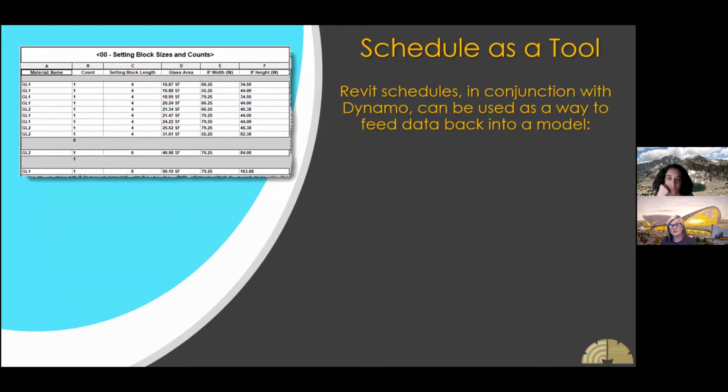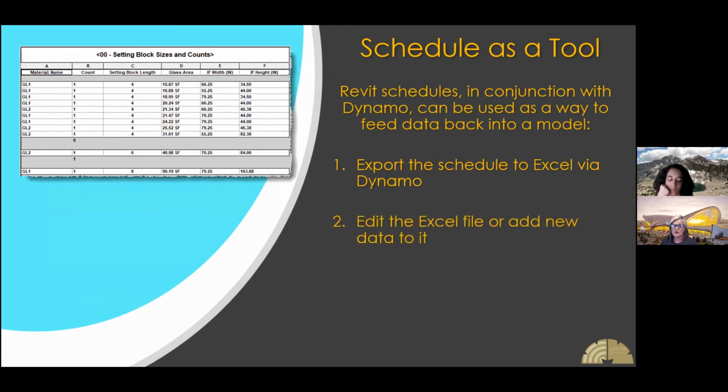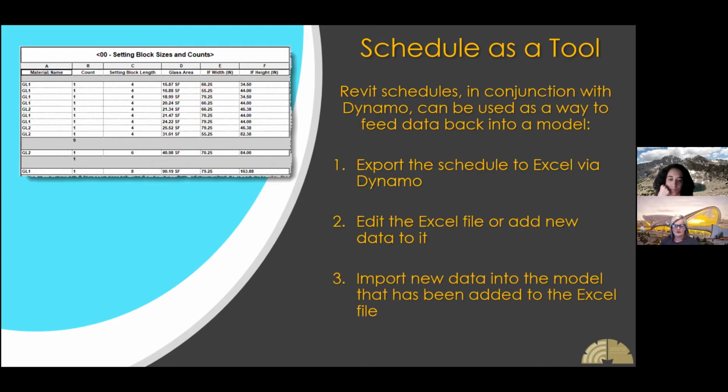Revit schedules in conjunction with Dynamo can be used, again, to get data back into the model. So you export the schedule to Excel with Dynamo. You can edit that Excel file there, and then you can import that data back into the model.